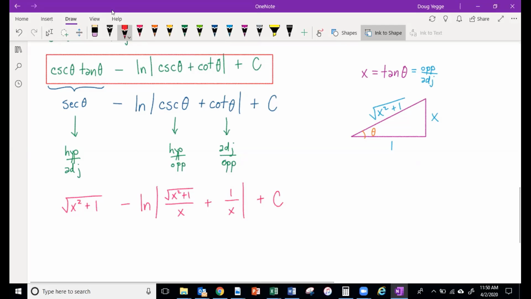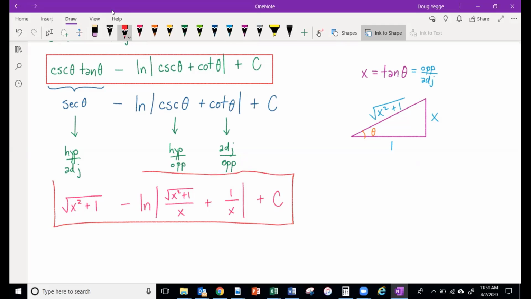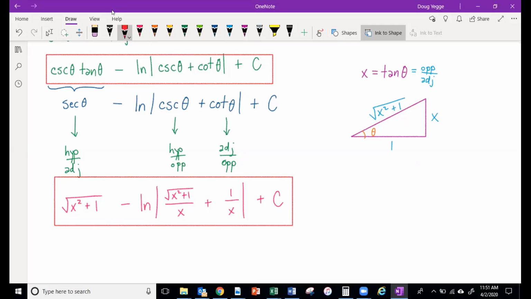Okay, so our final answer should be an algebraic function. It doesn't involve any trigonometric or inverse trigonometric functions anymore. And there's our answer. So that was kind of an interesting one, pretty crazy one, right? But the idea was that if we go back to the beginning, I'll leave it on this slide or part of the slide for a minute.